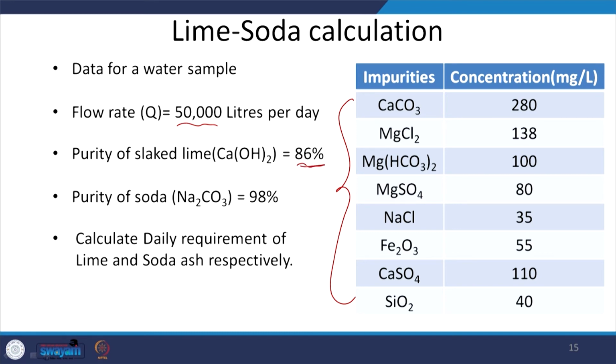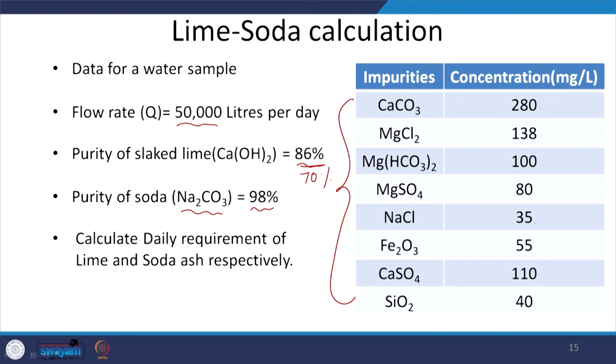Again, the purity mentioned here is actually pretty high. Typically, it might be around 70%. So, that is one aspect. The purity of the soda ash, Na2CO3, is typically relatively high, 98%, and we are asked to calculate the daily requirement of lime and soda ash respectively. Here we have different impurities and the relevant concentrations.